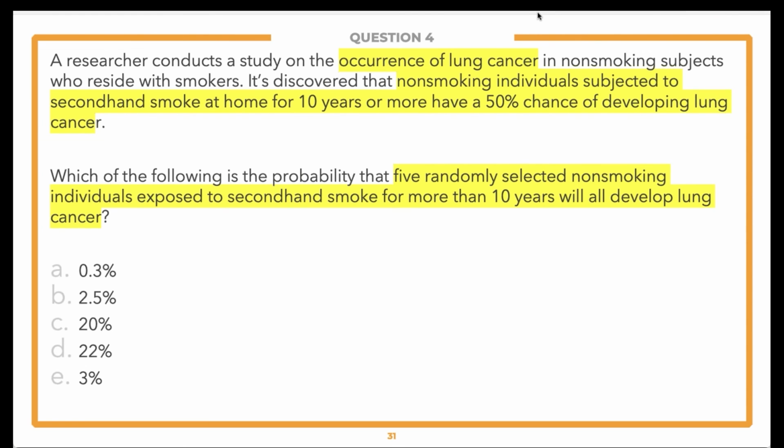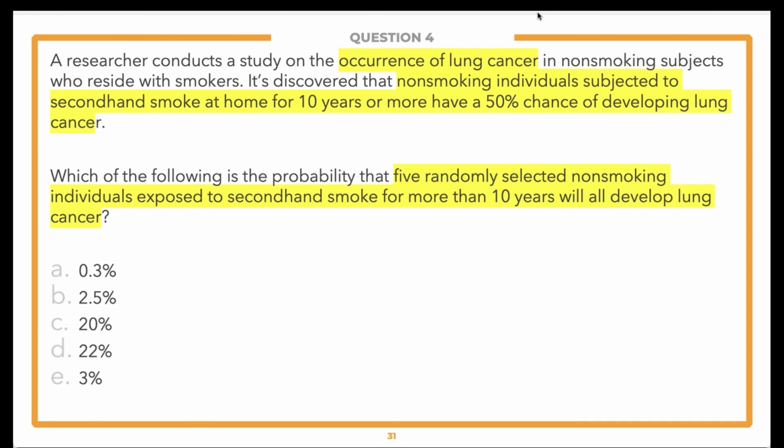What are the chances they both develop lung cancer? Well, if I have 2 probabilities, I multiply them. So 0.5 times 0.5 would give me 0.25, right? So that would get me the chance of 2 of them developing lung cancer. So 25% would be the answer if I'm talking about 2 people.